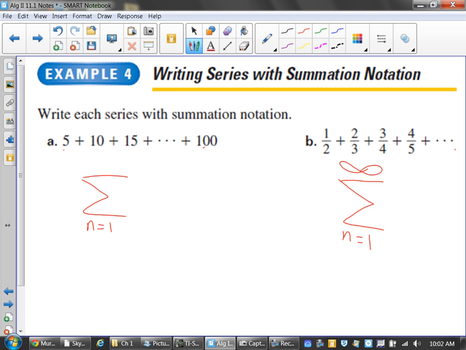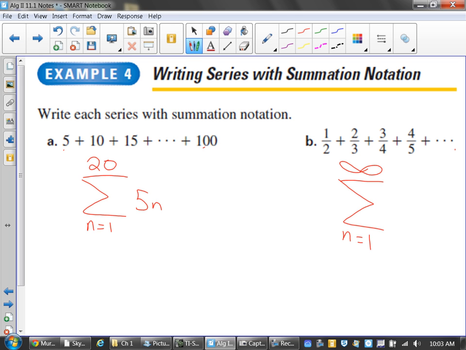Did everybody agree on this first one? It's 5n, 5 times n. So I know it's going to go through here. How many terms are going to be in that sequence? How did you figure that out? 5 times 20 is 100. Yep, 5 times 20 is 100. Everybody okay with that? Yes.